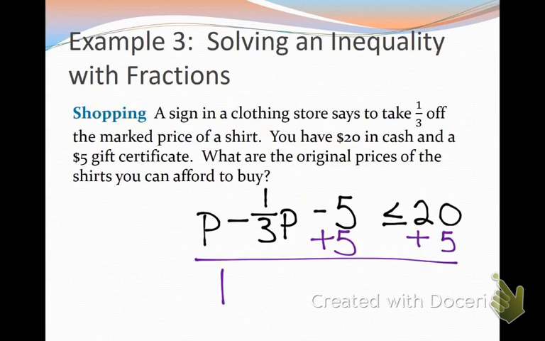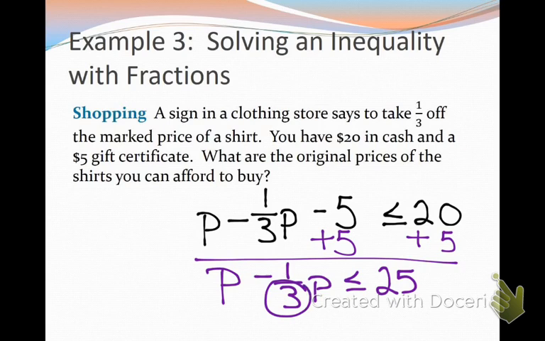So we add 5 to both sides, and now we get p minus 1/3 p is less than or equal to 25. So again, whatever's in my denominator, I can multiply every term in the inequality by that number to clear the fraction. All right, go ahead and kind of get caught up on that, and I want you to go ahead and clear the fractions and rewrite your inequality.